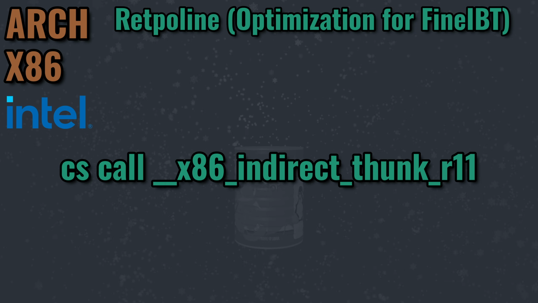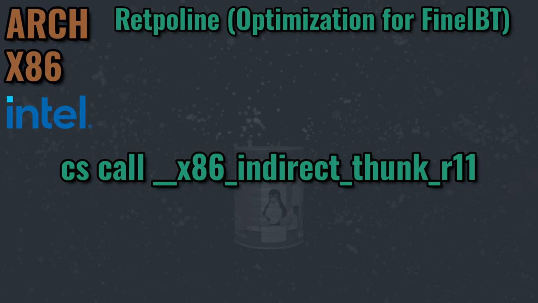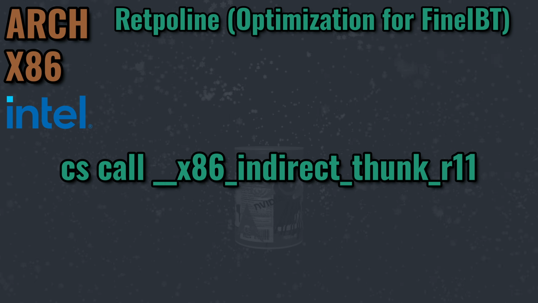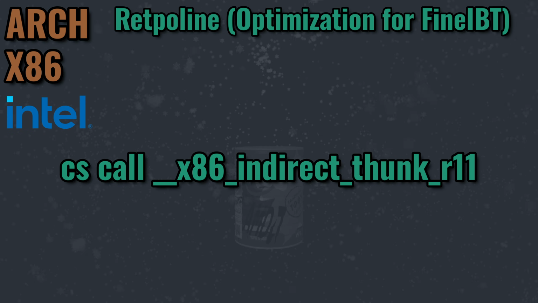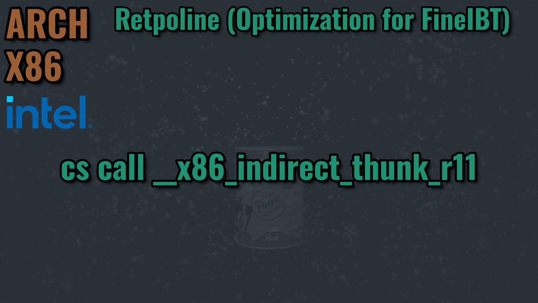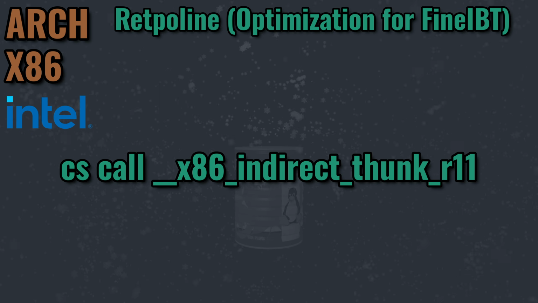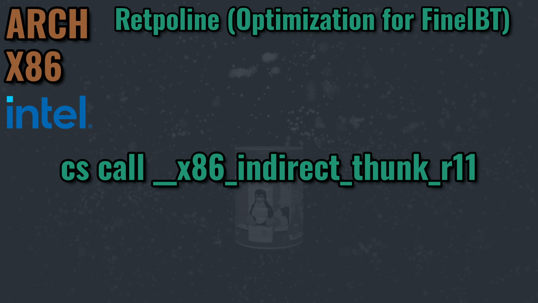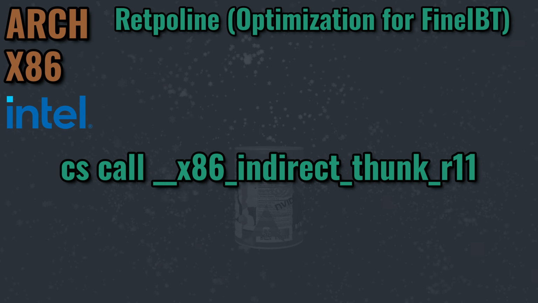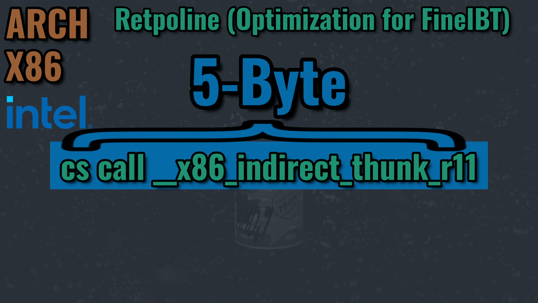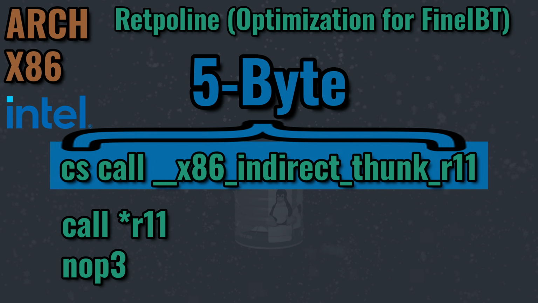So whenever we boot the kernel, this should be replaced to the value that fits whichever CPU we are running. Because if we are running an Intel CPU with FineIBT, it might be one set of commands, but if we are running a CPU that does not have FineIBT, for example, any AMD CPU, well, then we would not use these same values, the same code to run it. Now, the way that Linux does it is by punching a hole through the assembly. So right here, we would replace that CS call x86 by call R11 nop 3.